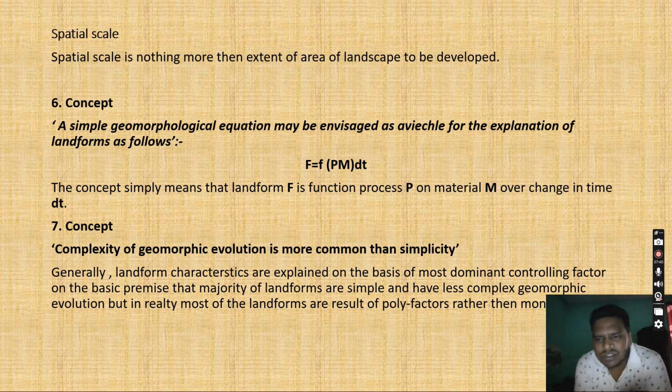So this concept wants to tell that complexity of any landform is more common than simplicity. Whatever geomorphic evolution is happening in the landscape or within the earth's surface, its complexity is more important. Its complexity is more common and important than simplicity. There is no simplicity, because there is more complexity.